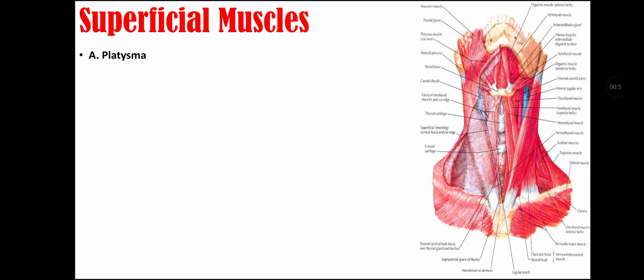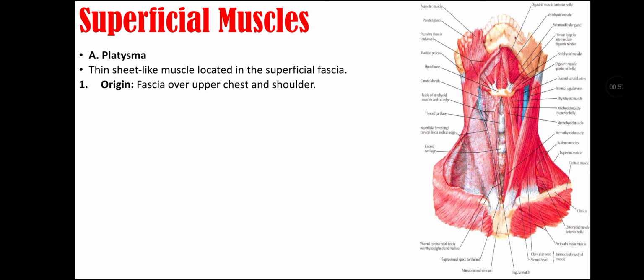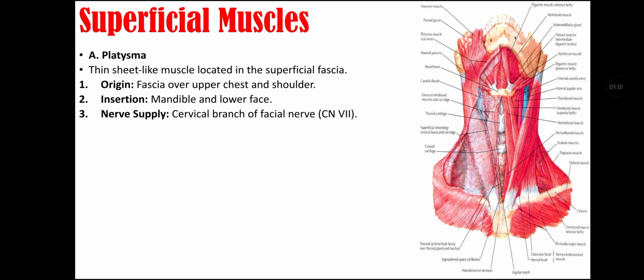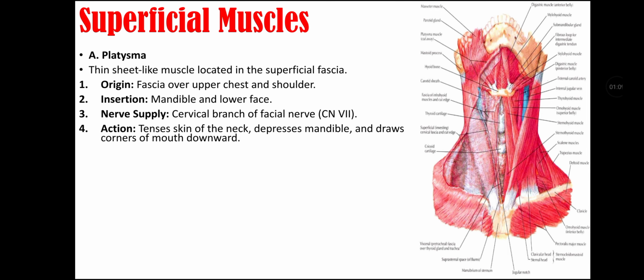Superficial muscles include platysma, which is a thin sheet-like muscle that is located in the superficial fascia. It originates from the fascia over the upper chest and shoulder, and it is inserted in the mandible and lower face. It is supplied by the cervical branch of the facial nerve, that is the seventh cranial nerve. Its function is to tense the skin of the neck, depress the mandible, and draw the corners of the mouth downward.